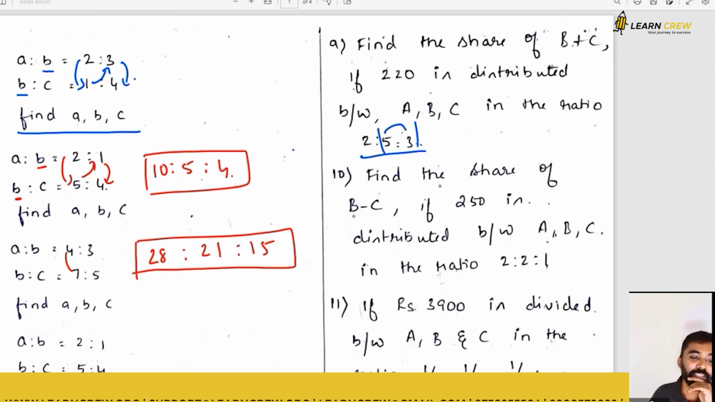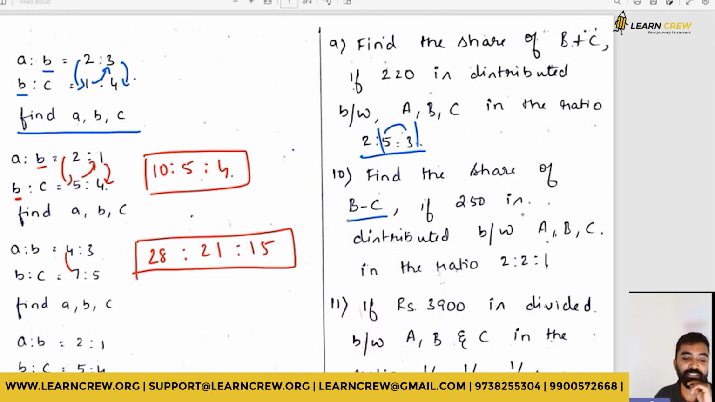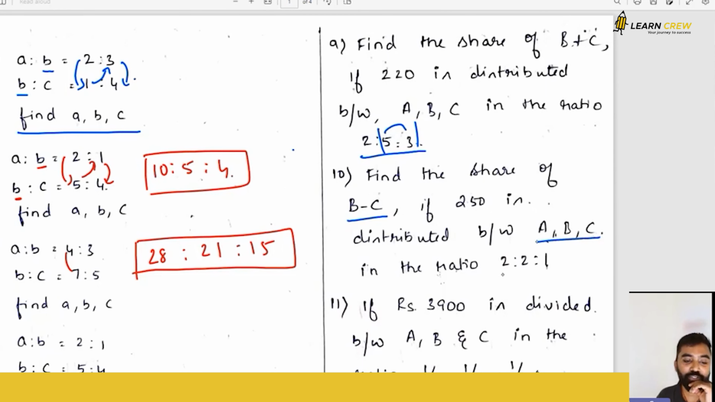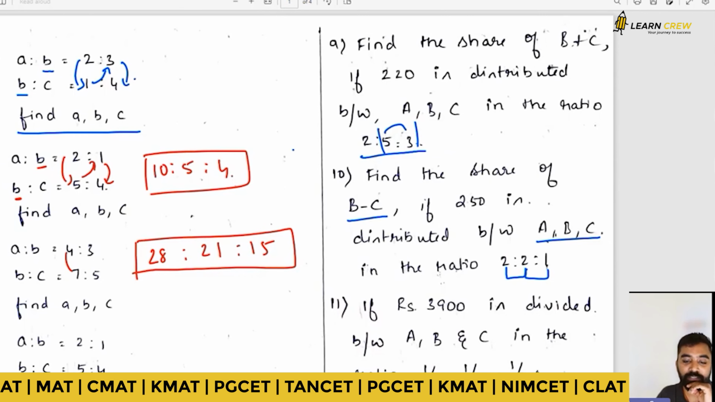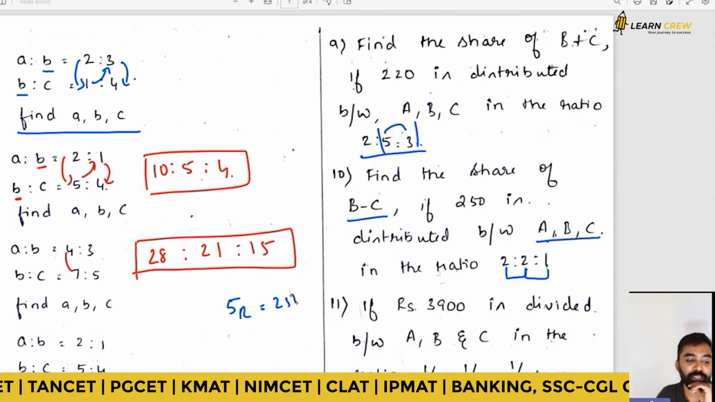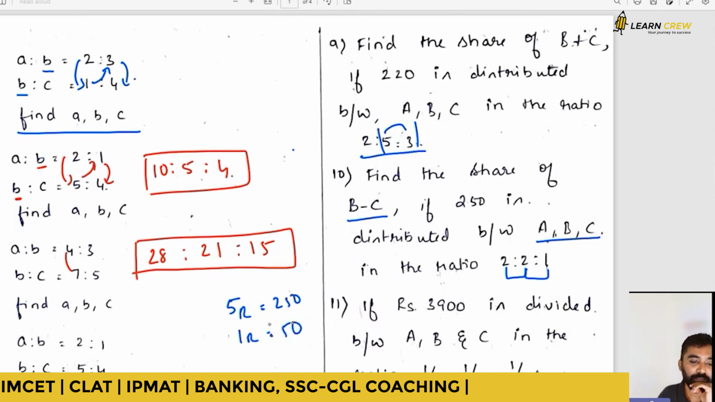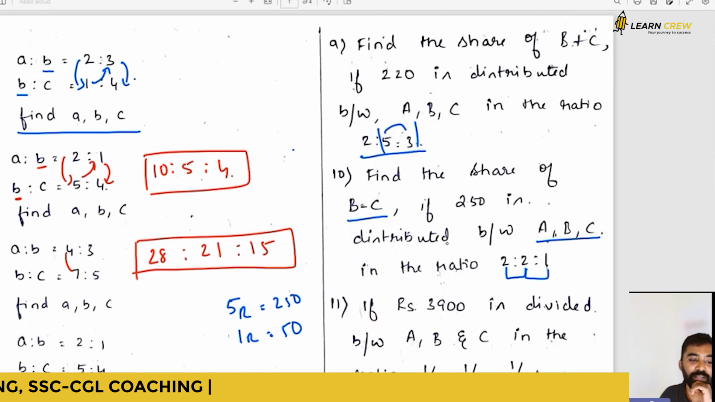Here in the 10th one, they've asked for B minus C. If 250 is distributed between A, B and C in the ratio 2:2:1, it is nothing but 2 plus 2 is 4, 4 plus 1 is 5. 5 ratio is equal to 250, so a single ratio is 50.